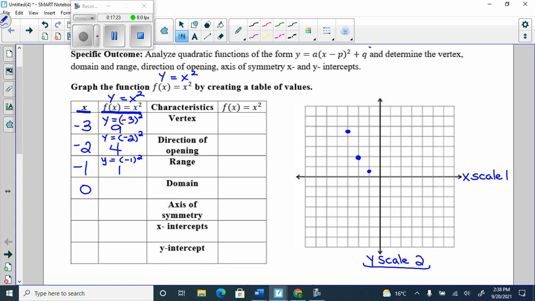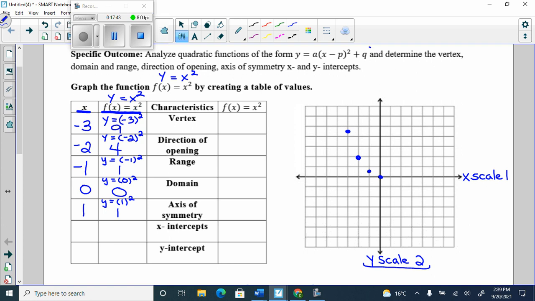And then we do 0. Y equals 0 squared. This one's easy because I can't screw it up. It's the origin. The origin is 0, 0. That's what it's called. And then I do 1. Y equals 1 squared, which is still 1.